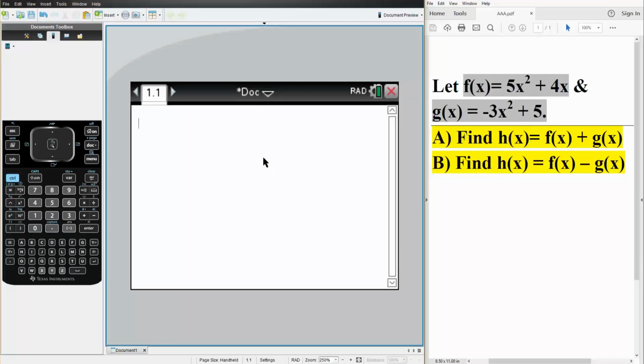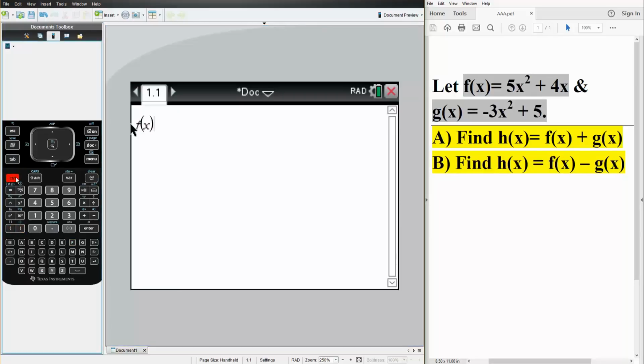So the first thing we're going to do is define f of x and define g of x. So we can say f parentheses x is defined as, so control this icon right here, and we write what we have. So we have 5 times x squared plus 4 times x. So now f of x is defined. Next, g of x. So g parentheses x, we hit control this icon right here. We have negative 3 times x squared plus 5. We hit enter, and now g of x is defined.